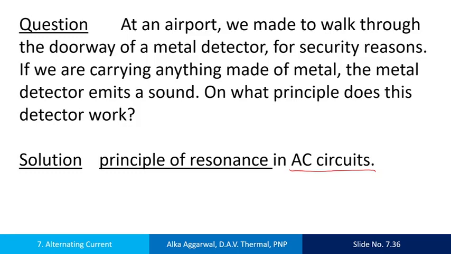As you walk through a metal detector, you are in fact walking through a coil of many turns. The coil is connected to a capacitor tuned so that the circuit is in resonance. When you walk through with metal in your pocket, the impedance of the circuit changes, resulting in a significant change in current in the circuit. This change in current is detected and the electronic circuitry causes a sound to be emitted as an alarm.